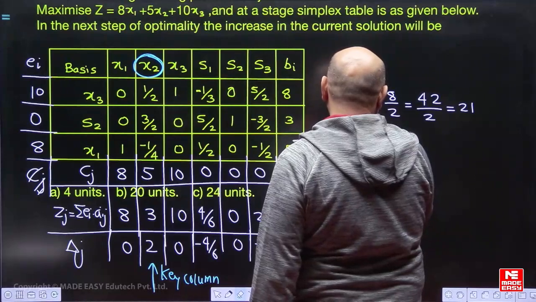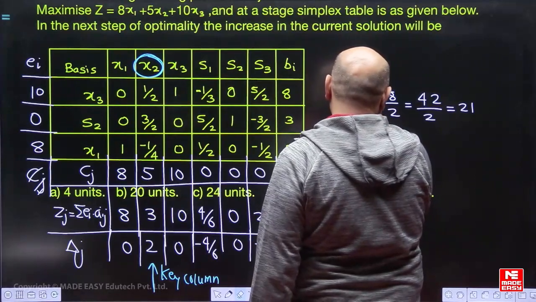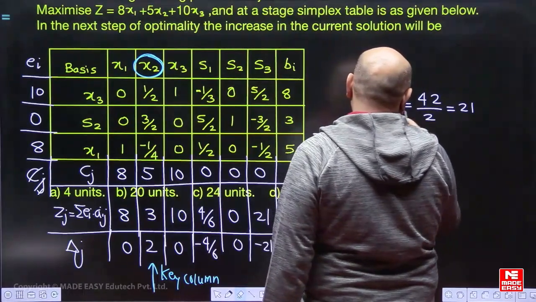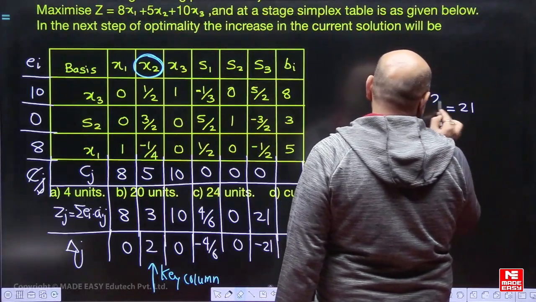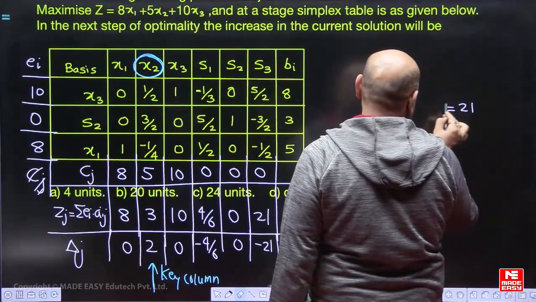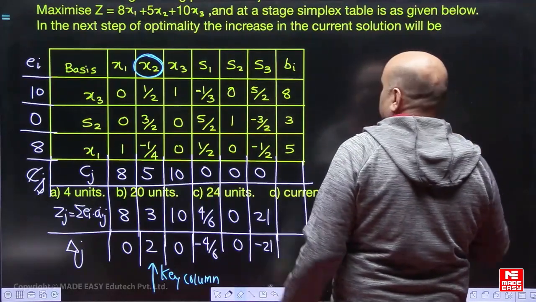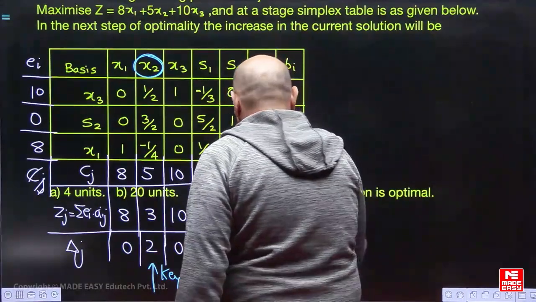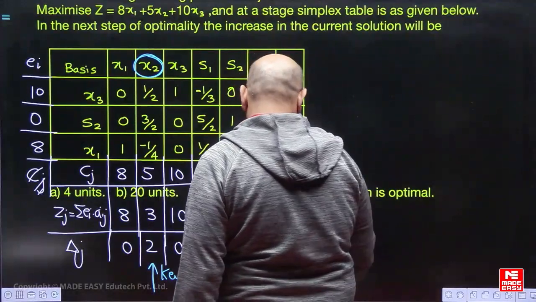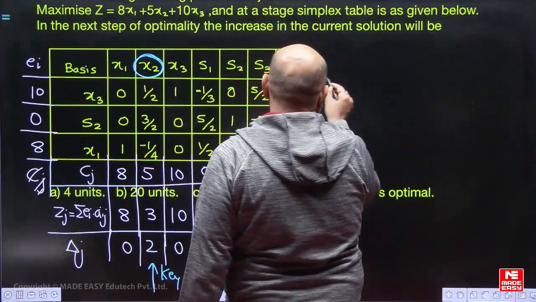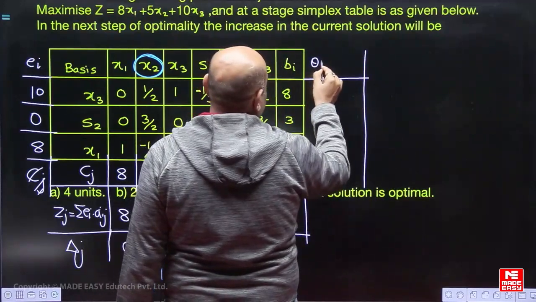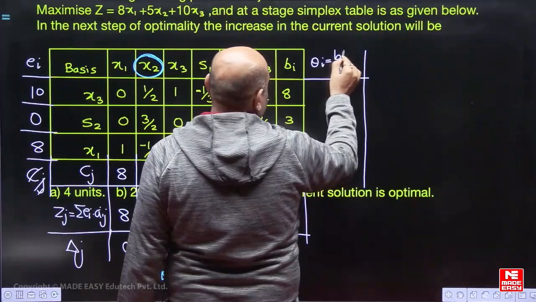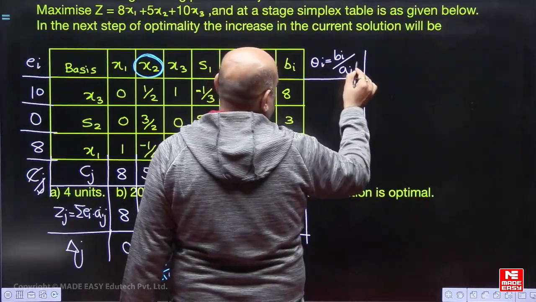Now which will be the outgoing variable? For that we'll make the replacement ratio column: Bi values divided by the corresponding elements of the key column. The key column we just selected, divide the Bi values, the current solution, by its corresponding elements. This is called the replacement ratio column, Bi divided by aij.